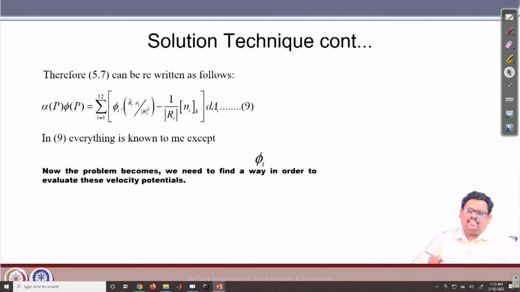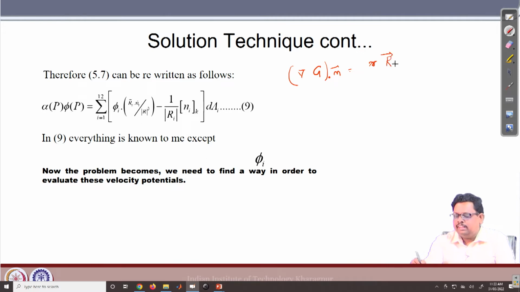Hello. So, in the last class we are here. Till this point we have found out so many things. First one is that now I know the value of grad G dot n, which is nothing but, so here it is capital R. Let me write it the way it is written: capital R dot n divided by mod of R cube. So, this is my grad G dot n.